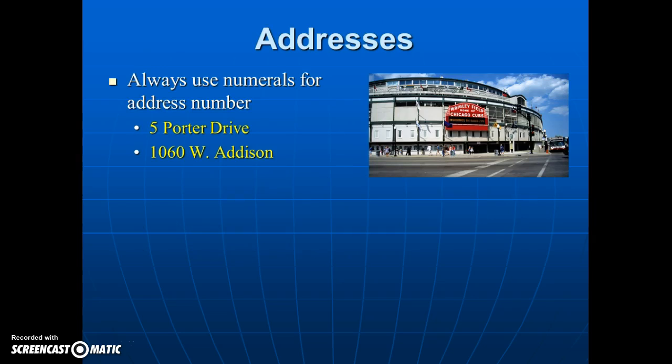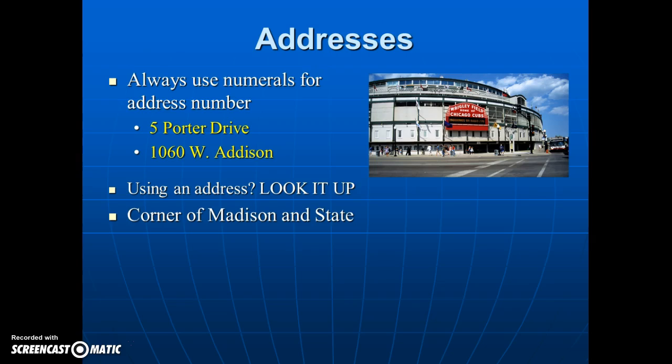Always use numbers for the address number, so that's part of the numbers rule, but let's say it's under 10, you're still going to use that digit. If you're using an address, go ahead and look it up. If you're talking about the corner of the streets, use whatever the prevailing style is. For example, the block of State Street or the corner of State and Madison Streets. So that covers abbreviations and addresses.